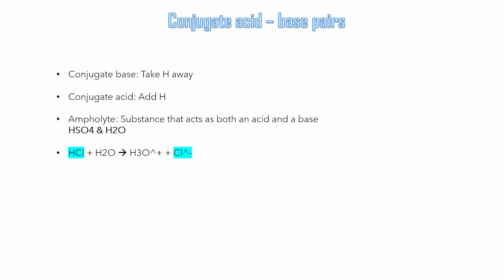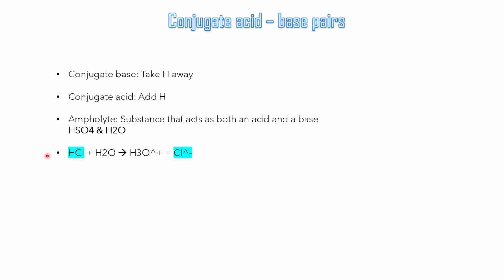The last concept that we'll be having a look at today is conjugate acid-base pairs. For a conjugate base, always take the H away. For a conjugate acid, always add an H. An amphiprotic substance is a substance that acts both as an acid and a base. There are two, HSO4 minus and H2O. With HSO4 minus, when you take the H away, it becomes SO4, and if you add an H, it becomes H2SO4. With water, if you add an H, it'll be H3O plus, and if you subtract the H, it'll be OH, basically OH minus.